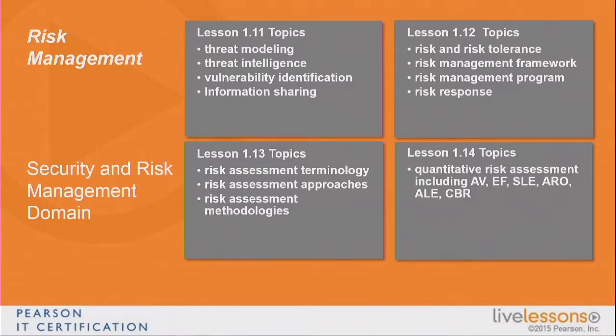In 1.12, here's where we start studying risk. We define risk tolerance for an organization, we explore a number of different risk frameworks, as well as the components of a risk management program, and then the risk response options of risk acceptance or risk mitigation. In lesson 1.13, we review our risk assessment terminology. We look at various risk assessment approaches, including quantitative, qualitative, and hybrid, and then explore a number of different risk assessment methodologies.